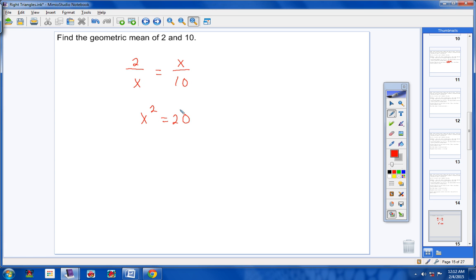Now, those of you that have not had Algebra 2 yet, you might be a little rusty on this, but listen to me. If you have an x squared, in order to get rid of the x squared, you take the square root of it. But if you take the square root of one side, you must take the square root of the other side, okay? So there we go. The square root of x squared is x.